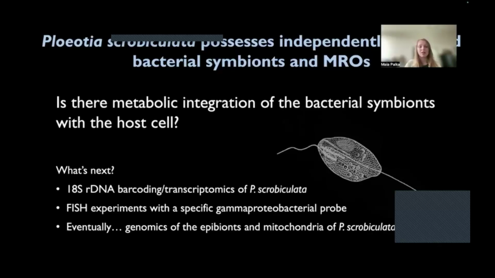perform 18S rDNA barcoding or transcriptomics of Pleocia scribiculata to confirm the molecular identity. Fluorescence in situ hybridization experiments with a specific gamma proteobacterial probe will confirm the identity of the bacterial symbionts, and eventually genomics of these epibionts and the mitochondria of Pleocia scribiculata will be able to reveal and unravel the complex functional relationship between these epibionts and these mitochondria, whether or not there might be some sort of metabolic integration.